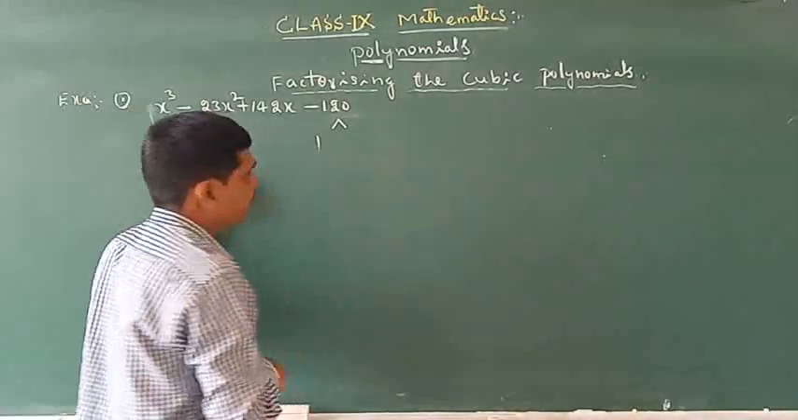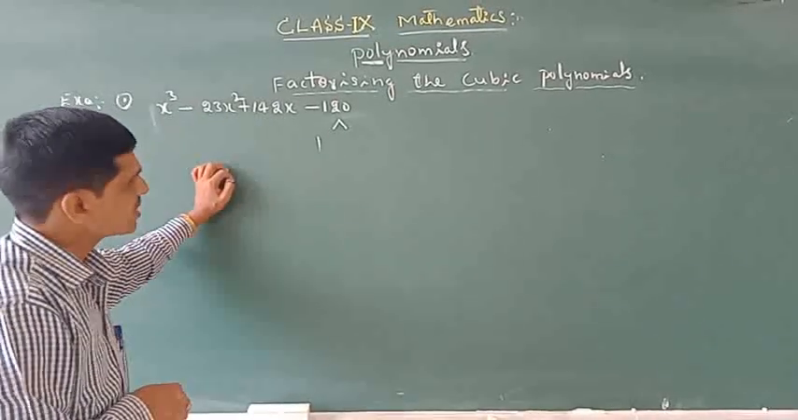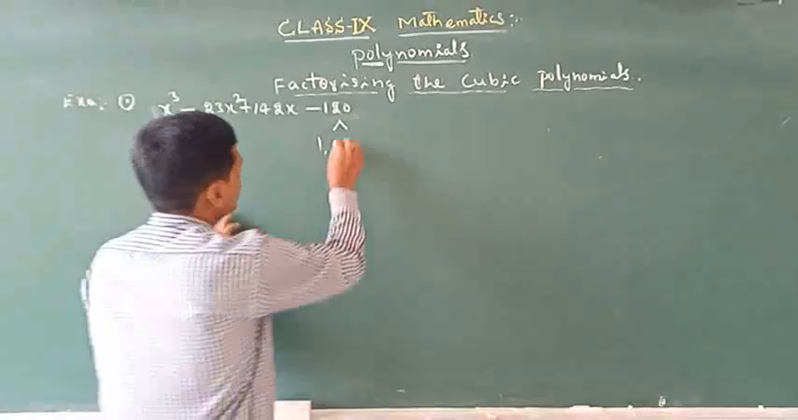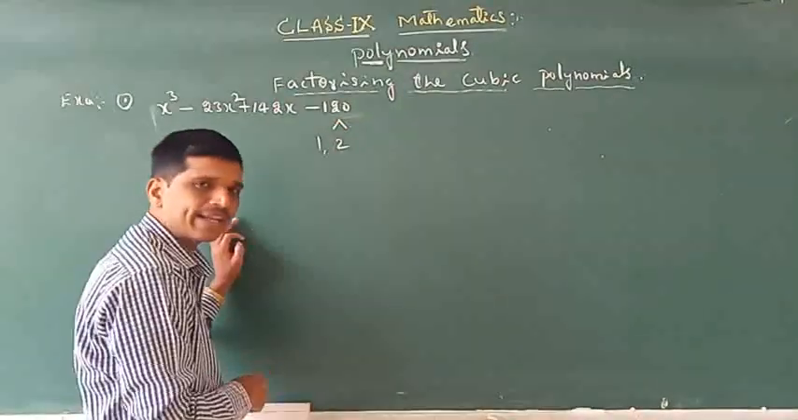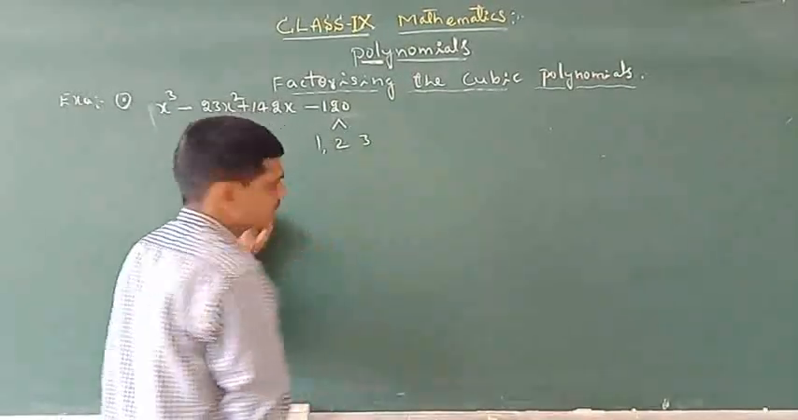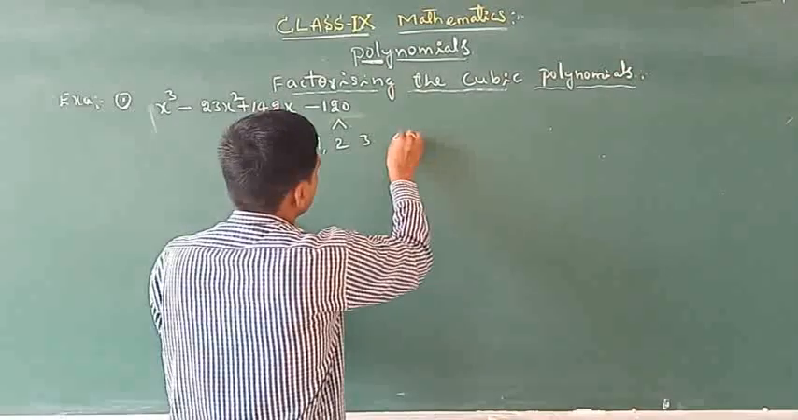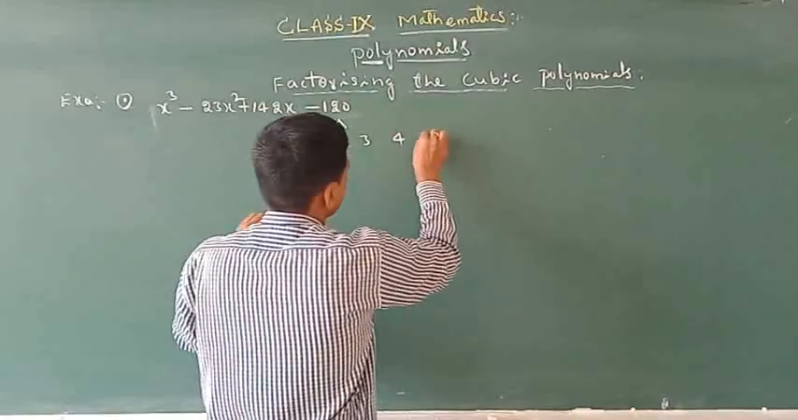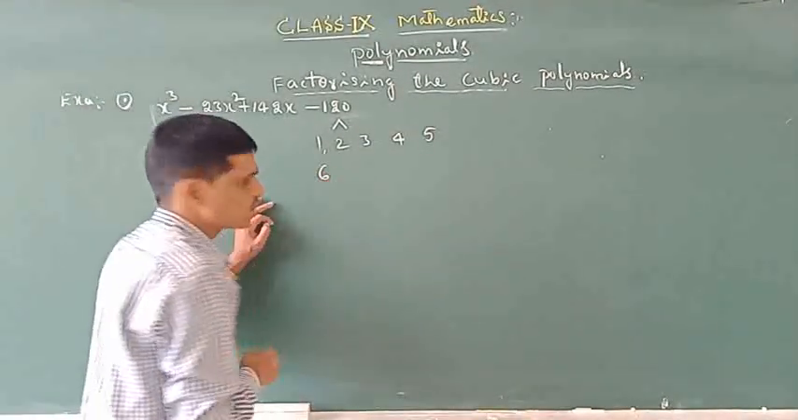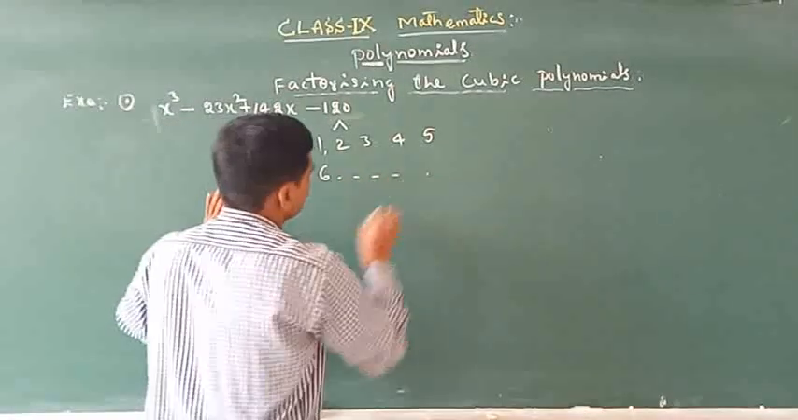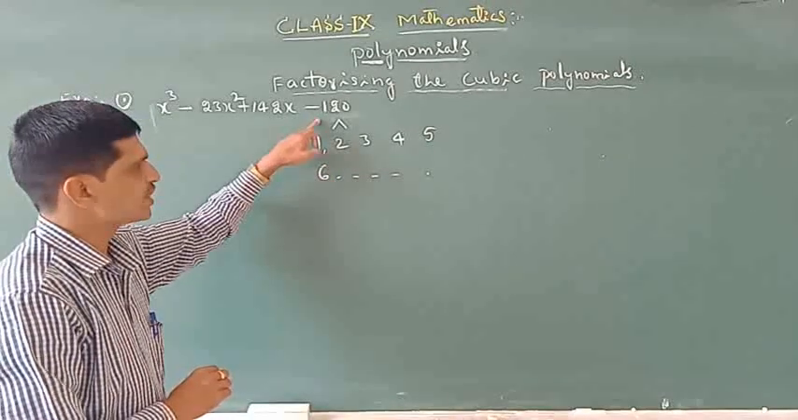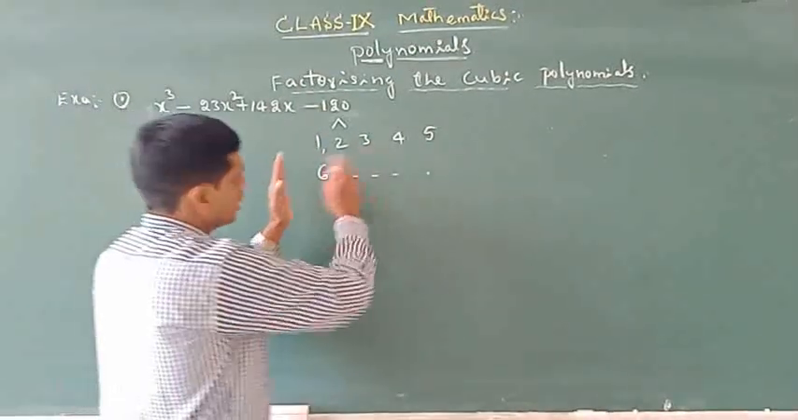So what are the possible divisors? Yes, 1 is always a divisor of any number. Next, 2: can 2 divide this number? Yes, so it is a divisor. Next 3, yes, 3 is also a divisor. 4, yes, 4 is also a divisor. Next 5, yes, 5 is also a divisor. Similarly 6, yes, and so many, up to 12, 60, 120. Like this, so many numbers are coming.